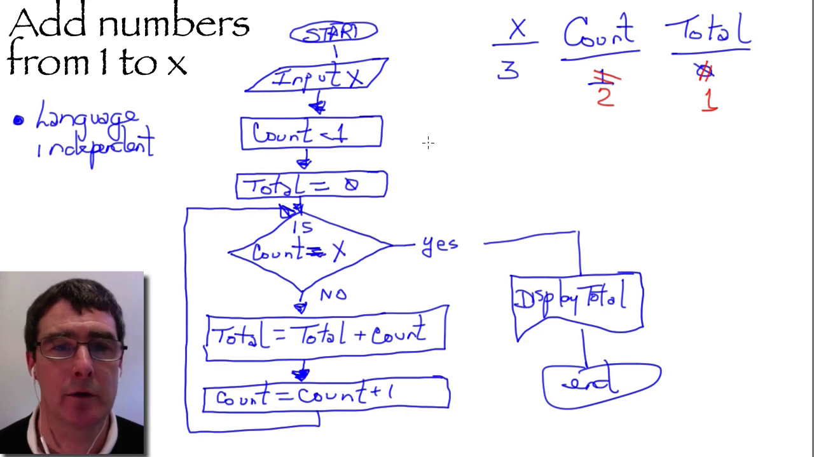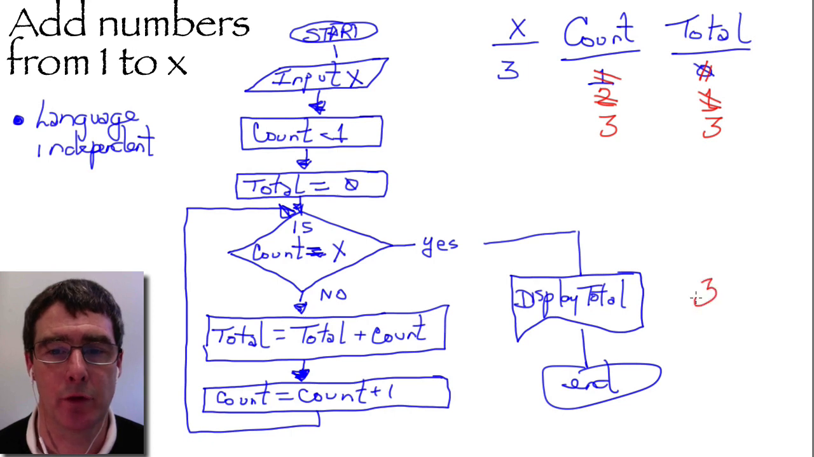Is count equal to x? No. So I do this again. I add these two numbers together. Total is total, the old value, plus count, and I'm going to get 3. I'm going to increment count again. And I'm going to come up here. Is count equal to x? Yeah, it is. So I'm going to go here, print total. What would I print? I'd actually print 3, and I'd end. Now, would that be the right value? Well, the numbers from 1 to 3 add up to 6, so this is not right.